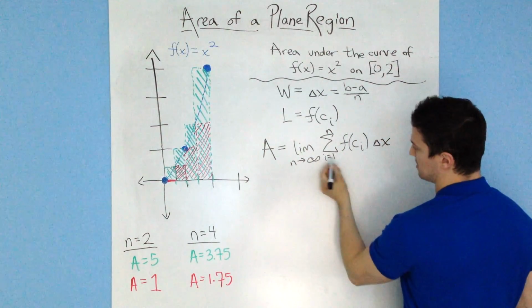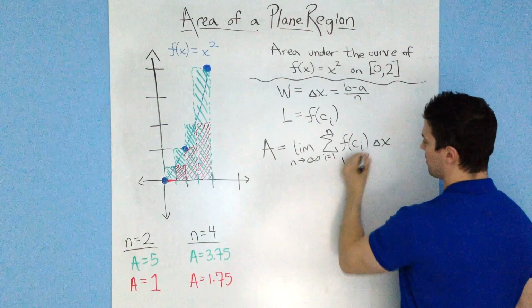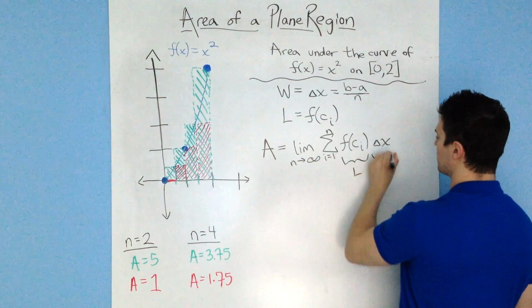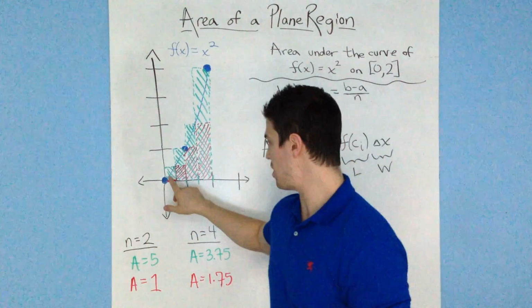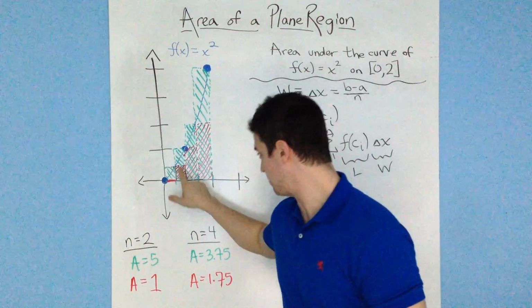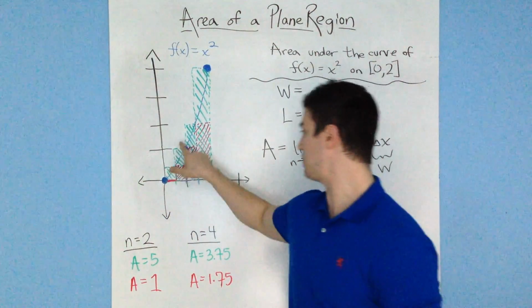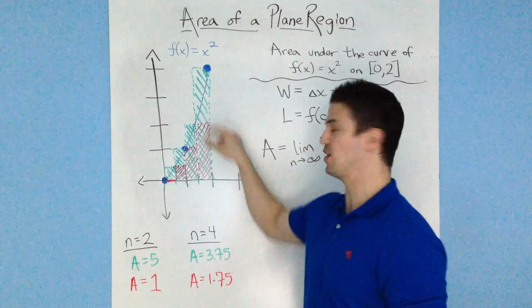So if you look at it here, it's the sum of our length times our width, which is what we were doing before. We were adding the area of the first rectangle plus the area of the second rectangle plus the area of the other rectangles.